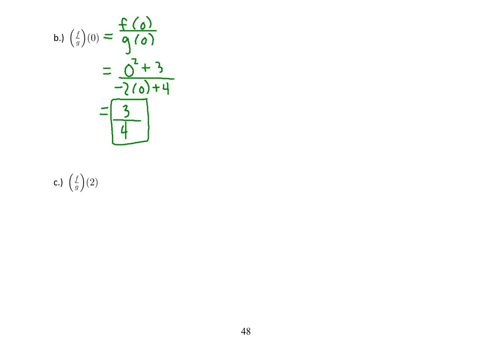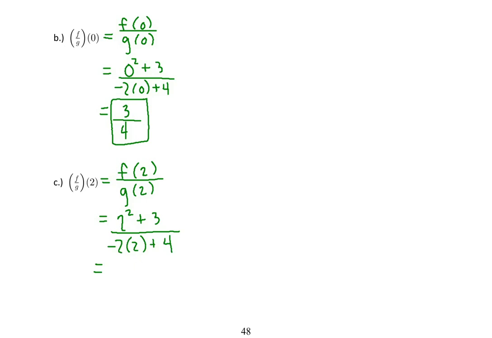Let's try f divided by g of 2. So we're going to execute f of 2 divided by g of 2. So in the top, we're going to use the function rule that goes with f. Remember, that was x squared plus 3. Replacing x with 2, we have 2 squared plus 3 in the top. In the denominator, we need to evaluate g of 2. And remember, g was negative 2x plus 4. Our argument in this case is 2. So replacing x with 2, we have negative 2 times 2 plus 4.